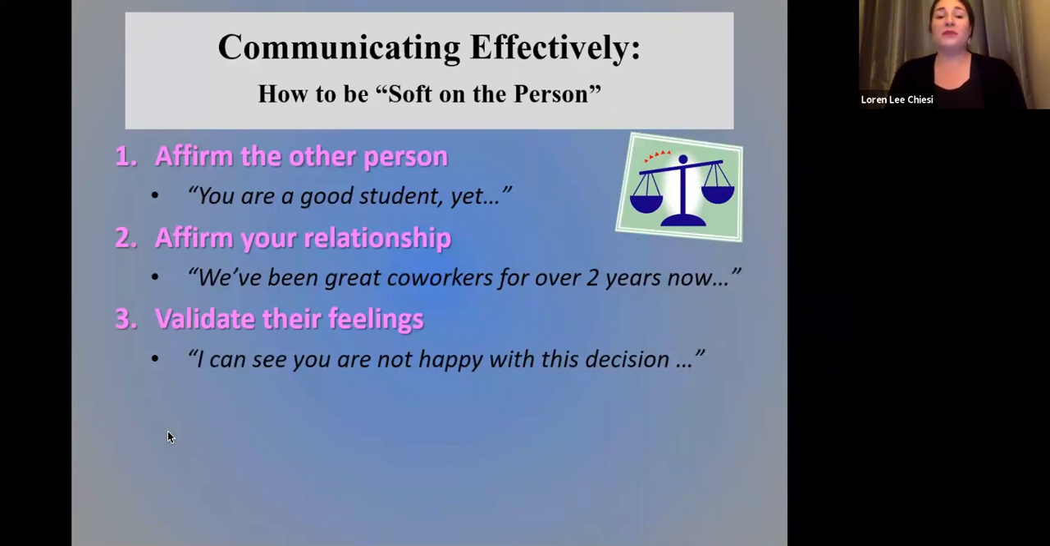Also, when you do things like that, it invites a discussion for the other person to clear up how they're feeling. Because when you say, I can see you're not happy with the decision, they can come back and say, it's not that I'm not happy with it, it's this. And then again, you're starting to communicate effectively. You're starting to get at the bottom of what that person's actually feeling, and that's going to bring a lot of clarity to the situation.